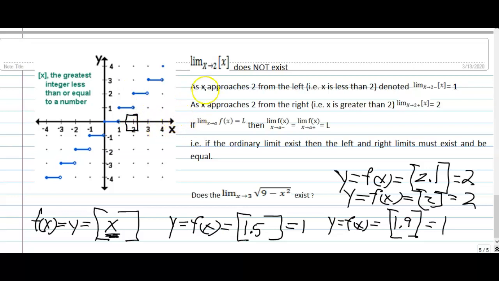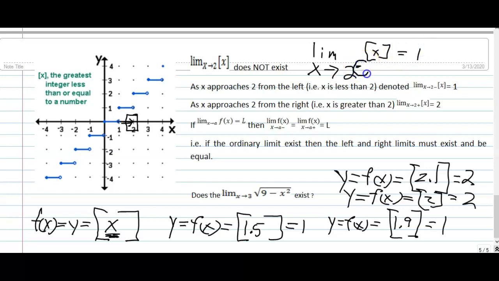So here I say the limit as x approaches 2 does not exist, because as x approaches 2 from the left, think about approaching 2 from the left here. That's what we're doing with these values here. As x approaches 2 from the left, that means x is a little bit less than 2. And the way we denote that is written like this. The limit as x approaches 2 from the left of the greatest integer function would be equal to 1.